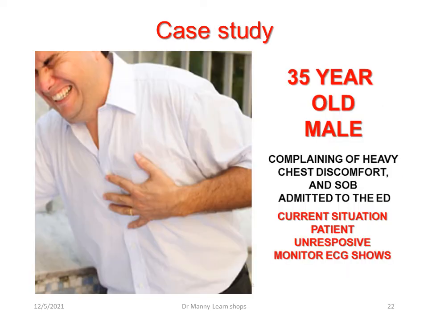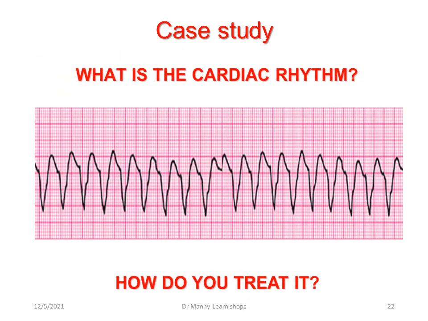Let's conclude this Learn Shop with a case study. 35-year-old male complaining of angina pectoris, chest discomfort and shortness of breath. He was admitted to the emergency department, and the current situation is code blue. The patient is unresponsive. The monitor ECG shows this. What's the cardiac rhythm, and how do you treat it? This you must know.